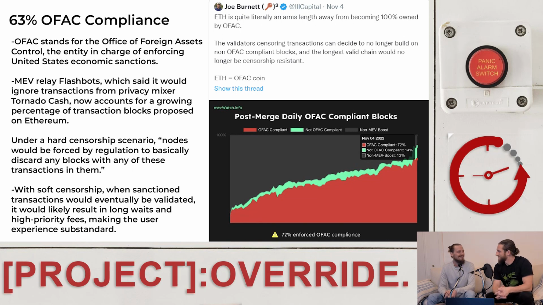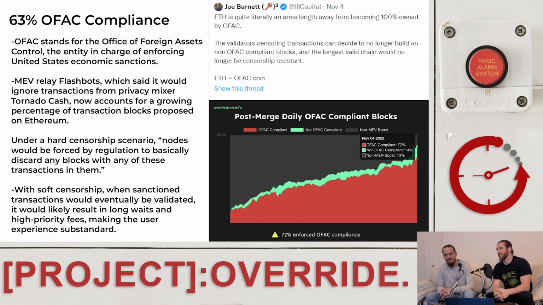Which is always a good thing, right? Yeah. So it's called OFAC compliance, what he's talking about there. So it stands for the Office of Foreign Assets Control, and it's an entity that's now in charge of enforcing United States economic sanctions. So the real concern is that under a hard censorship scenario, nodes would be forced by regulation to basically discard any blocks with any of these transactions in them. So what does that mean?